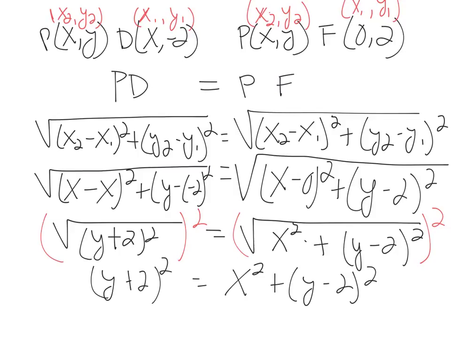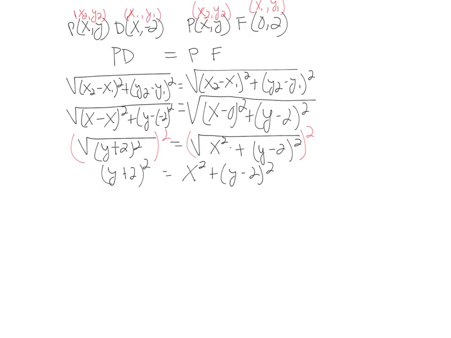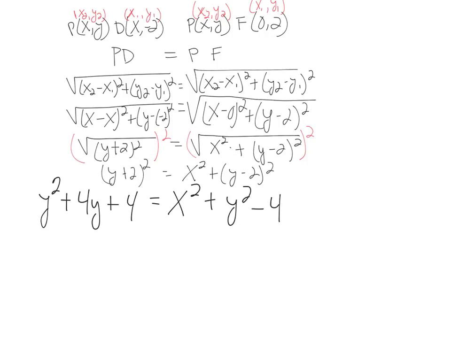From there, I want to expand this and then expand this. When you expand y plus 2 squared, remember you want to use the box method. I'm not going to do it here, but you can look back or ask me in class how you do that, though you should know how from previous classes. So y squared plus 4y plus 4. That's y plus 2 expanded. And the same thing over here: x squared, and if I did the box for y minus 2 squared, you'd get y squared minus 4y plus 4.